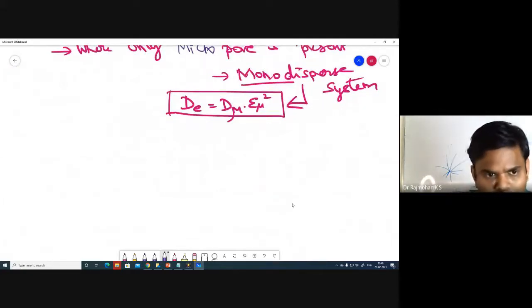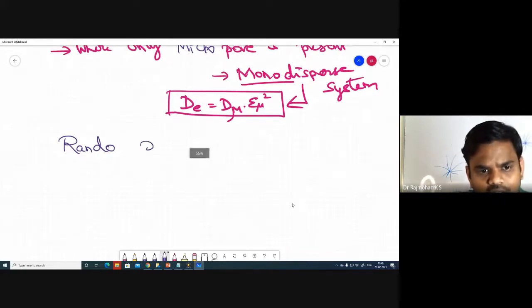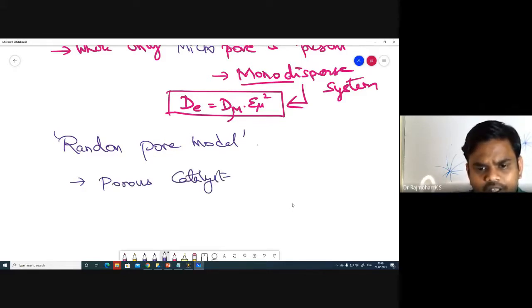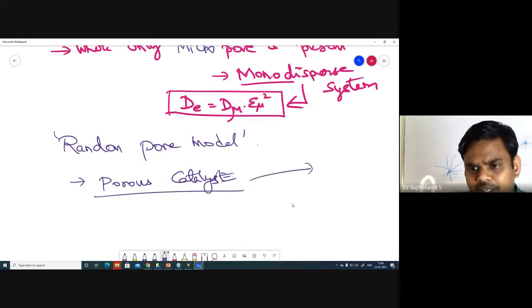Remember, we have considered this random pore model, and this equation is given by Smith. We should know that there is no single model applicable to all types of porous catalysts. We have n number of catalysts, and various types of porous catalysts are available. Every day researchers also develop new catalysts. So we don't have a single model which can be applied to all types of porous catalyst, because everyone makes a particular size, geometry, property.